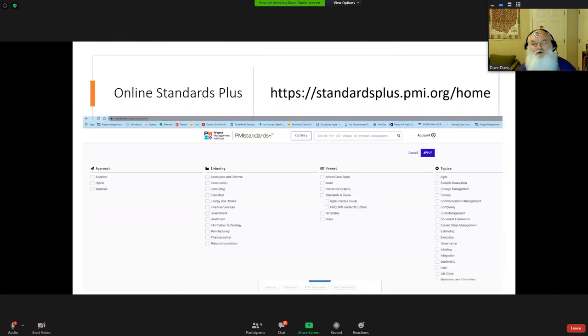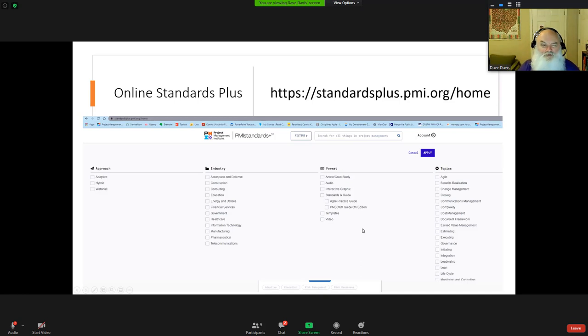This is a view if you go into Standards Plus. By the way, you can go to Standards Plus now. You need to register. It's a separate registration, but it's standardsplus.pmi.org. I just put it in the /home because I just copied and pasted the URL. I'm going to go into these 4 different categories in a little bit, but you're able to select this and filter so you can get back something. If you're looking for something that's adaptive in consulting and you're looking for a case study, you can click those 3 boxes and it'll bring that back.